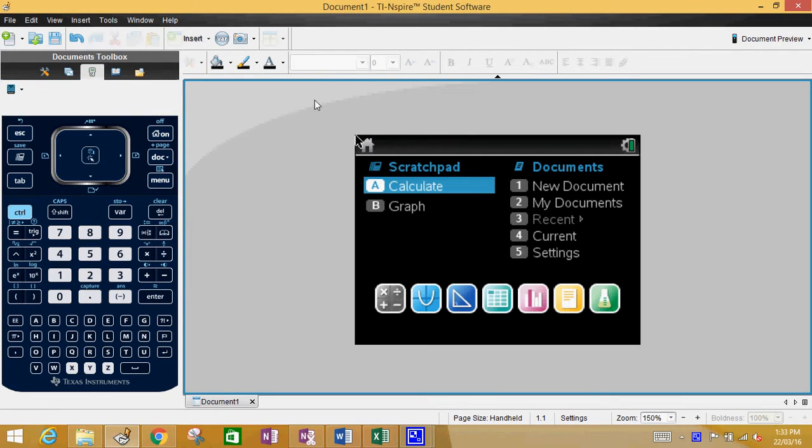Today we're just going to be looking at the calculator and some of the buttons that you'll be using throughout the course. This goes for everything, whether you're calculating or graphing or using the spreadsheet. We're just going to look at some of the buttons that will pop up over and over again. So let's just go through it.